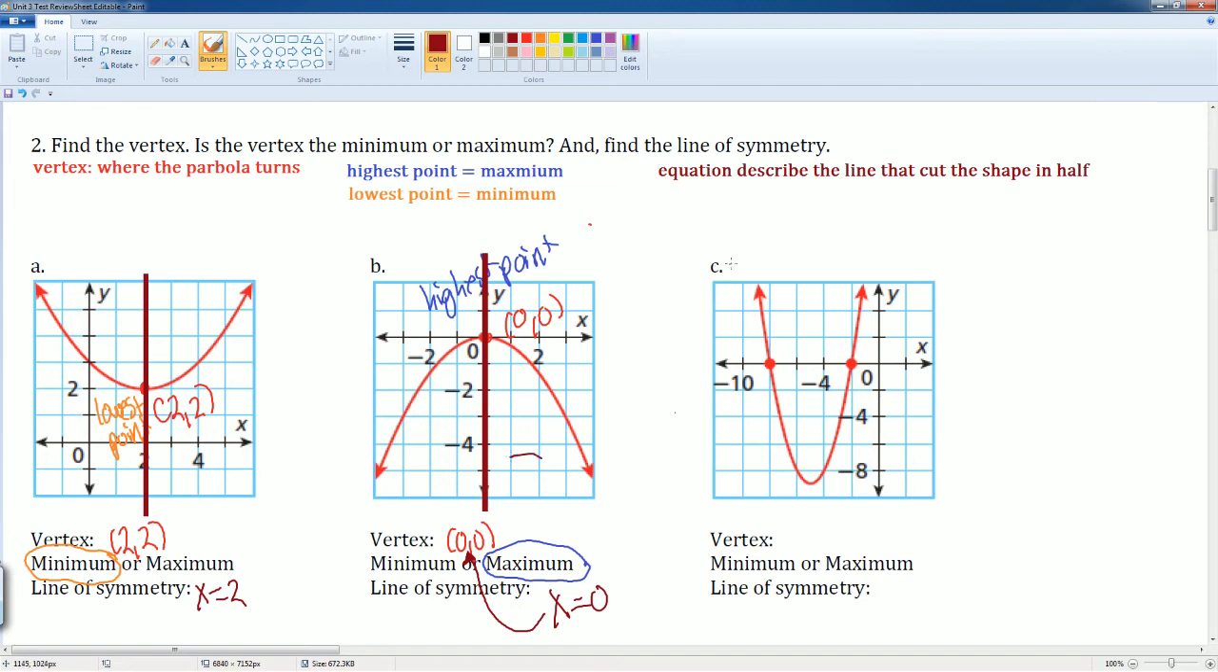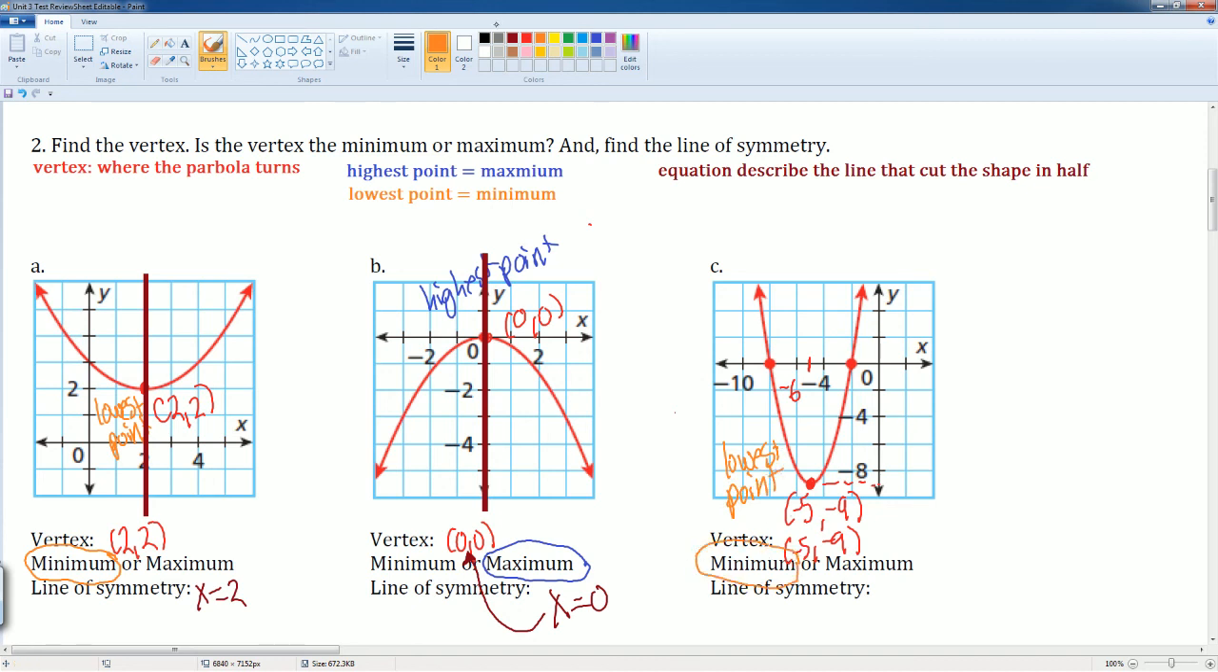Next, let's do C. The vertex is this point. It is in between points here. So this is negative 6, so it is in between here. So this is negative 5, and it is in between here. And this is negative 9. So that is that vertex. Let me write this for you. And this is the lowest point because it cannot go any lower. As the lowest point, it is called the minimum.